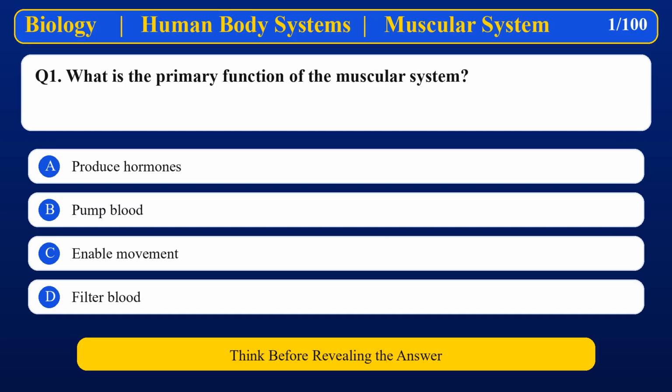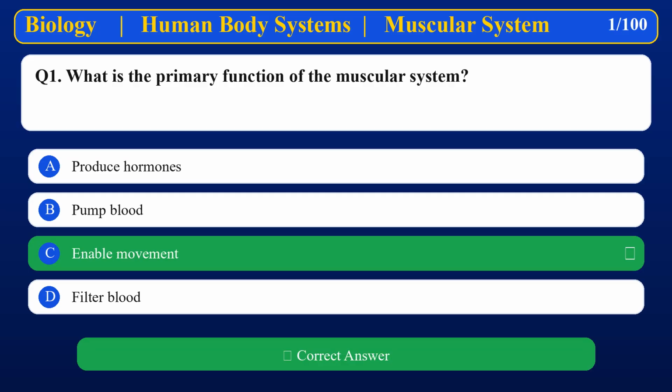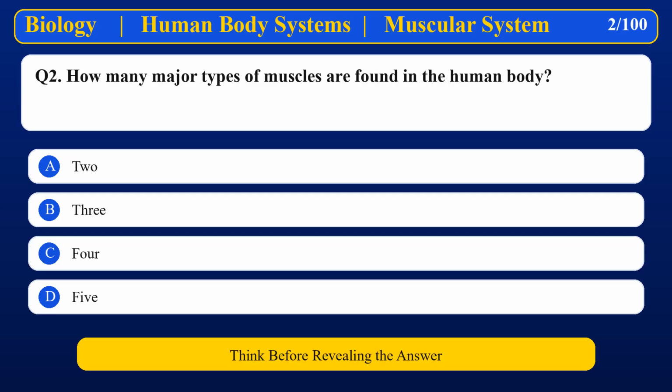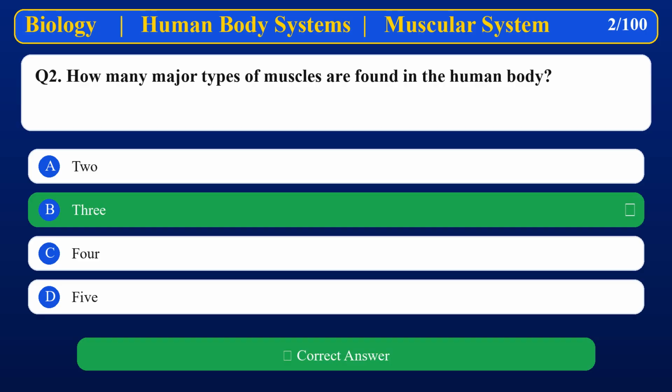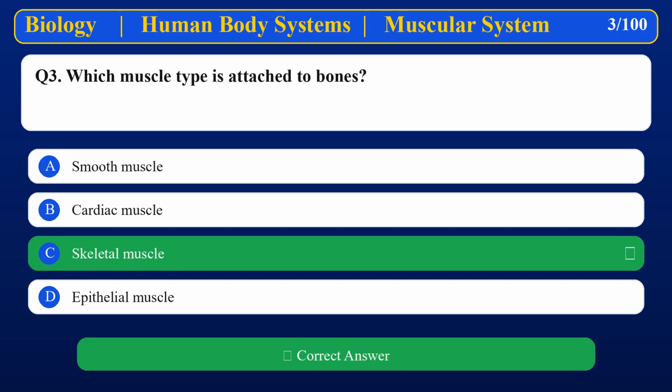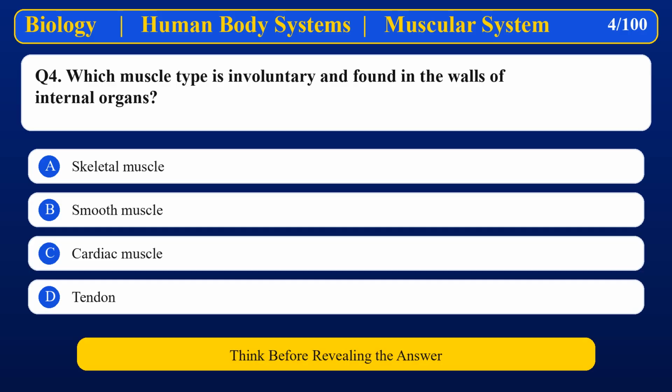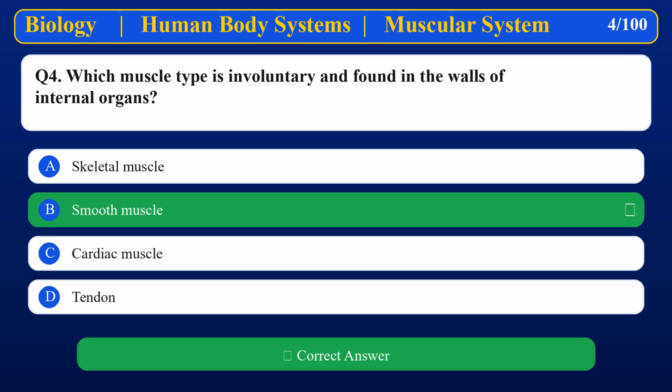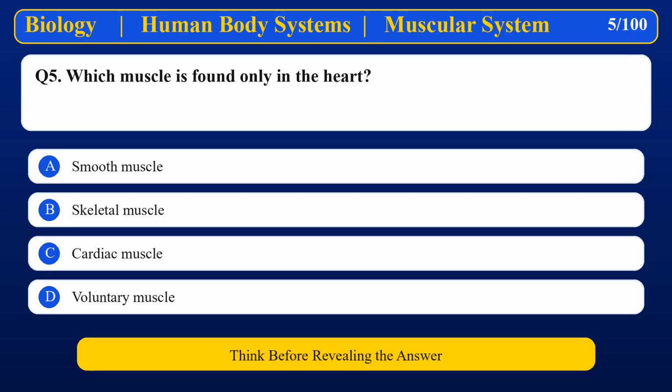What is the primary function of the muscular system? Enable movement. How many major types of muscles are found in the human body? 3. Which muscle type is attached to bones? Skeletal muscle. Which muscle type is involuntary and found in the walls of internal organs? Smooth muscle. Which muscle is found only in the heart?